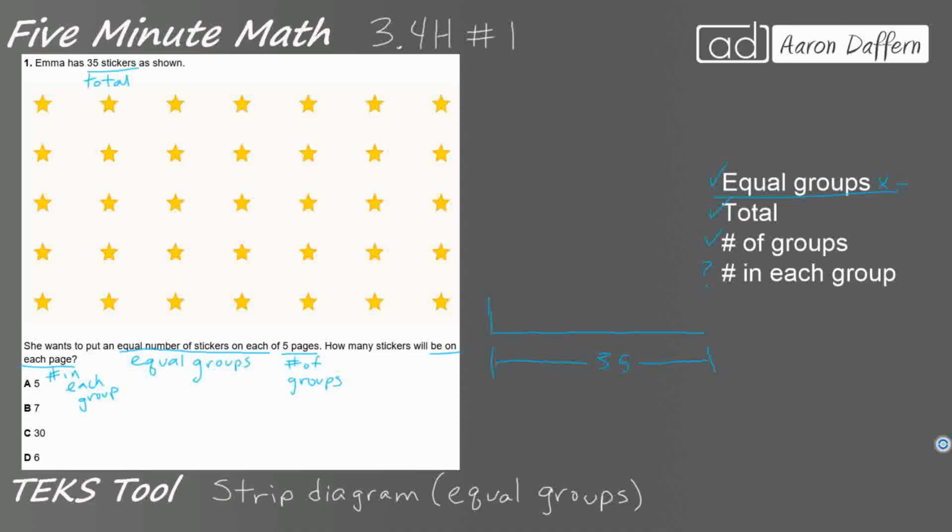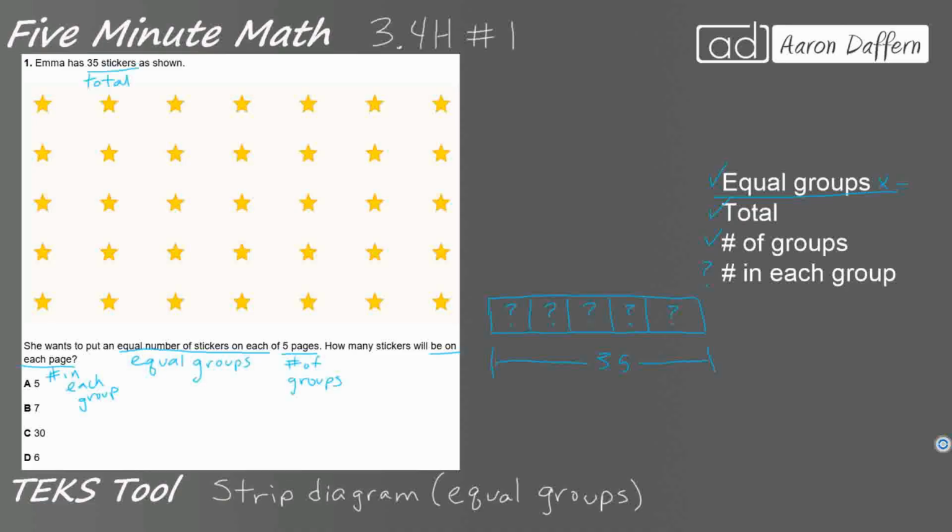So what I'm going to do is separate this into 5 groups. Now, 5 groups means you need 4 lines because each line is going to create an additional group. So one more than 4 is 5. That's why we need 4 lines. And there's no really easy way to do fifths. You just have to kind of eyeball it, and that's going to be close enough. All right, so what we're looking for is the number. This is where our question mark goes. Our unknown is the number in each group or the number of stickers on each page. So that's how we would recognize that.